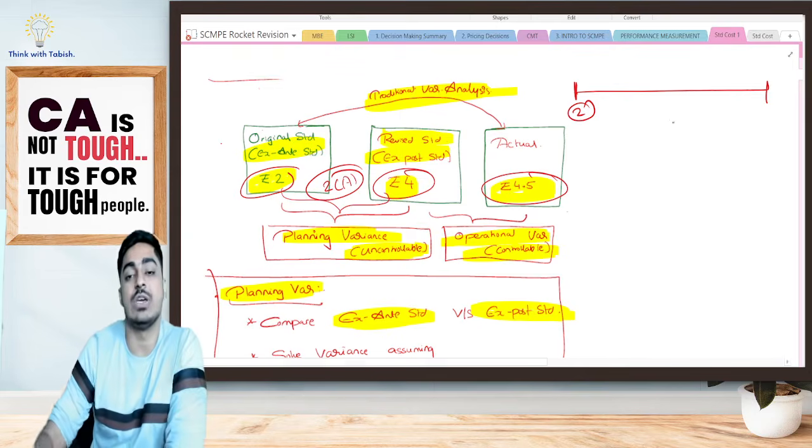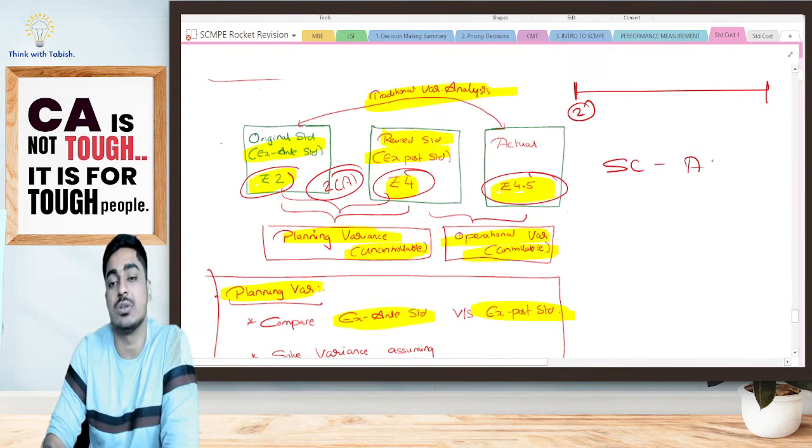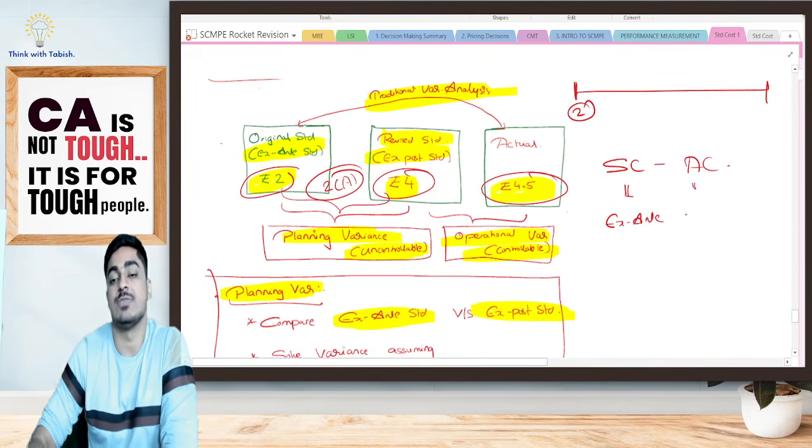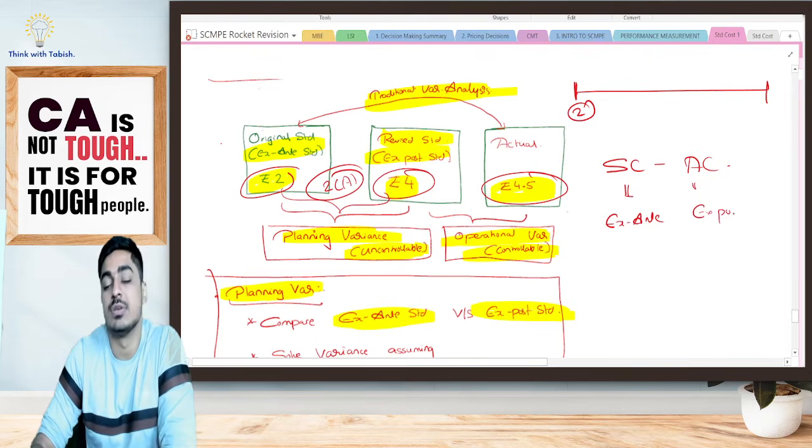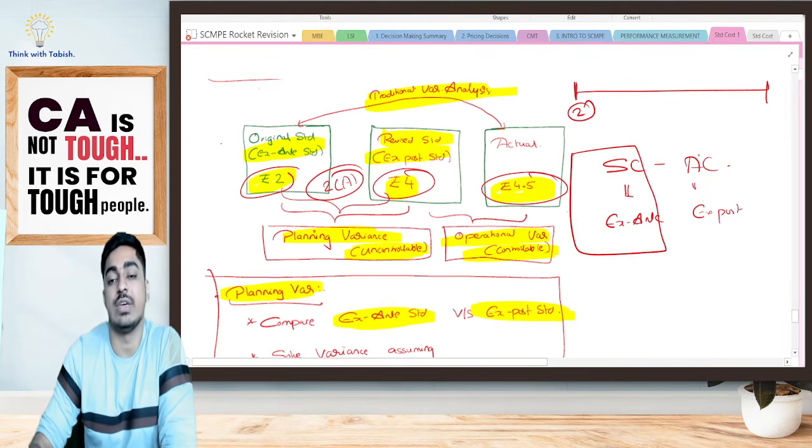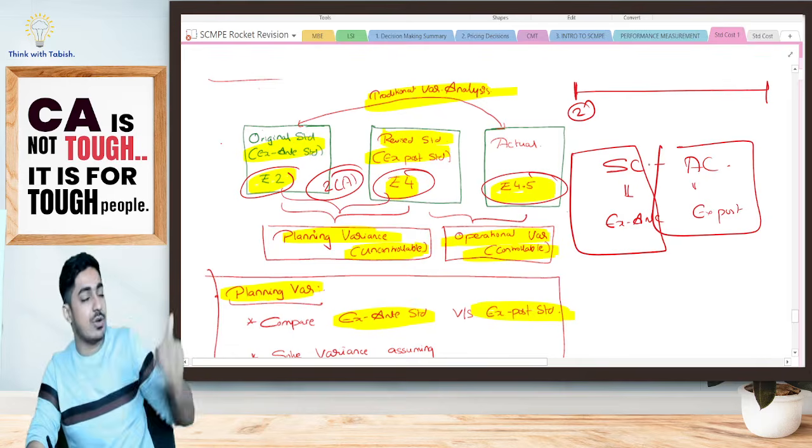In standard costing, how I used to do it? Standard cost minus actual cost. Yes, in place of standard, I am writing, yes, original standard, ex ante. Yes, in place of this, I am writing my ex post. So wherever you want to calculate your variance, very simple, students. First, write down your formula.